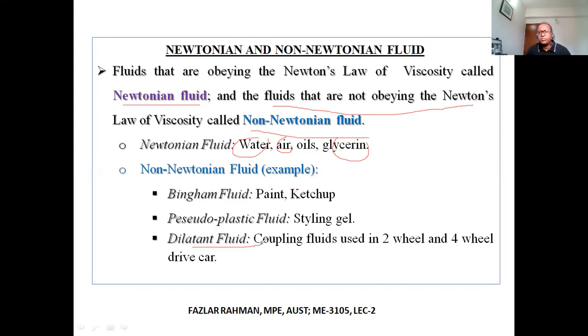So just remember there are two types of fluid: one is called Newtonian fluid, the other is called non-Newtonian fluid. If it follows the Newton law of viscosity, then it is Newtonian. If it does not follow the Newton law of viscosity, then it is called non-Newtonian fluid. What are examples of non-Newtonian fluid? Paint, ketchup, styling gel, and also some fluid that we use in automobile gears. That is called dilatant fluid. And examples of Newtonian fluid: oil, water, then glycerin, air. Okay, so we stop over here.